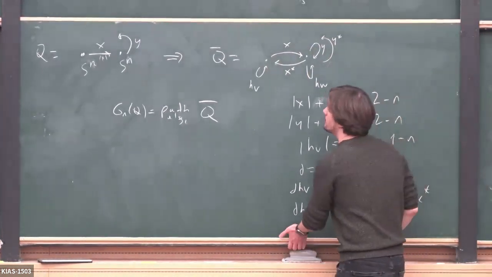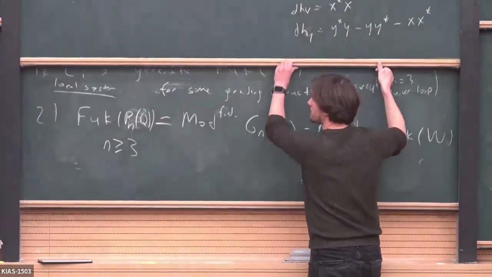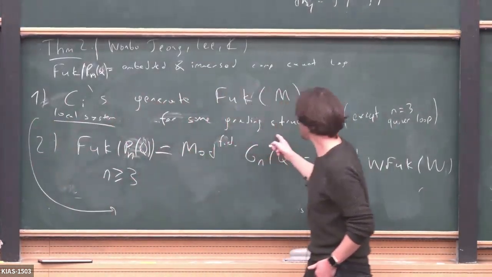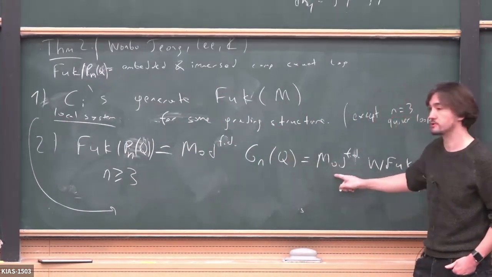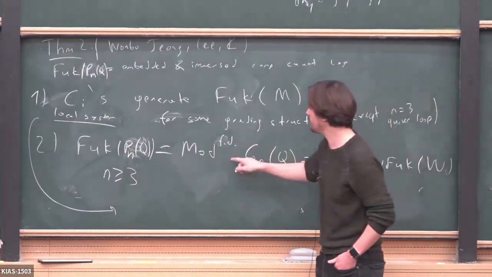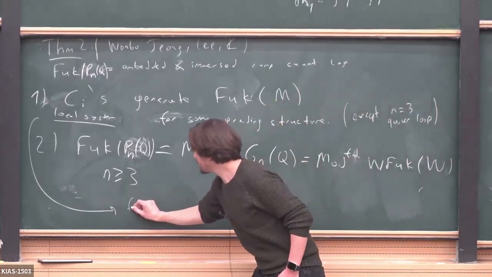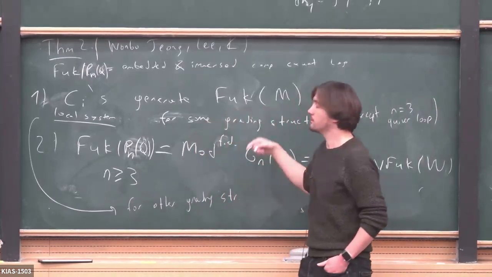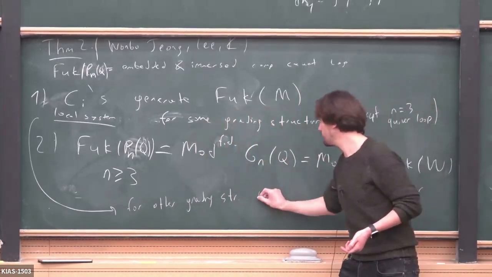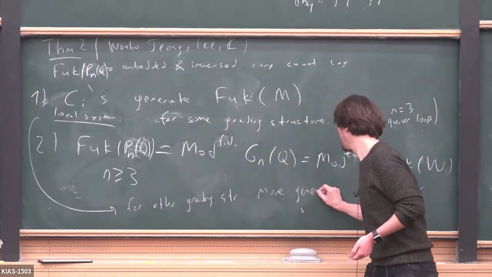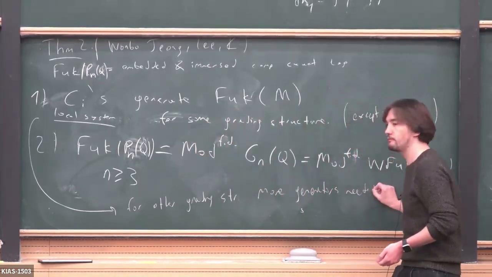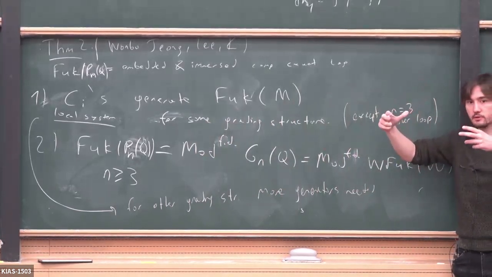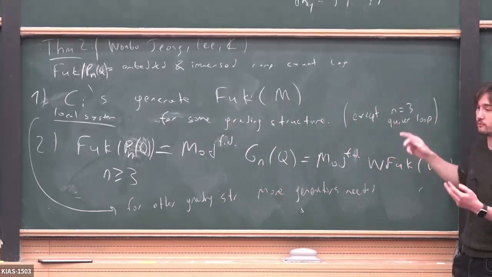Okay. This is work in progress, but for the first one, I said some grading structure. This is not for some grading structure, by the way. This is true for all. For other grading structures, we can still describe generators, but more generators are needed. We can describe them geometrically. There are some global Lagrangians that you need to add to the generating family to generate this.